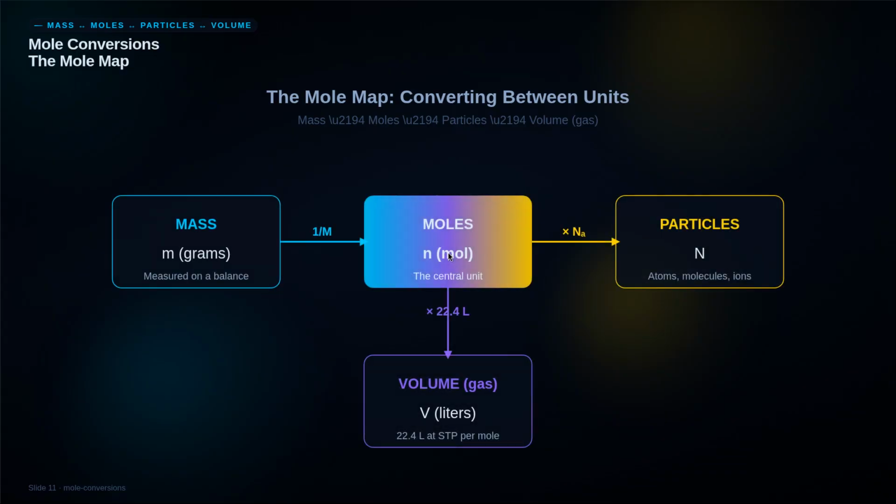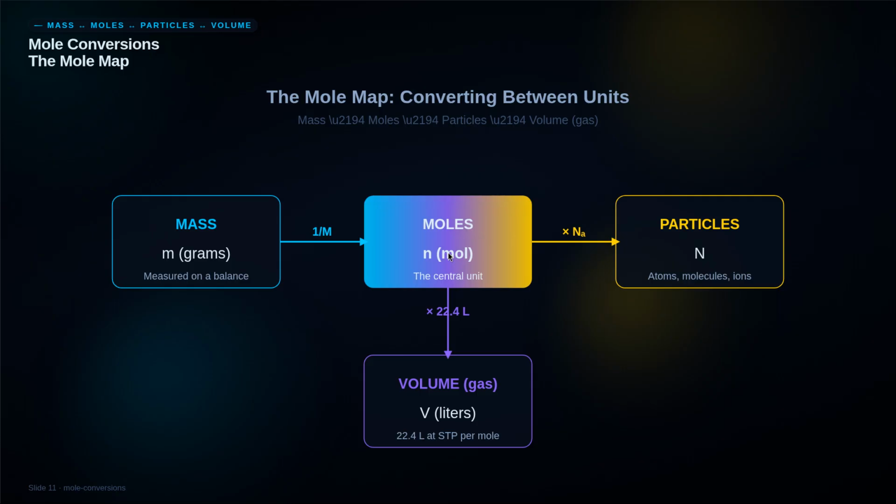The mole is the central hub of chemistry because it converts freely between 4 quantities: the count of particles, the amount in moles, the mass in grams, and the volume of a gas. This is the famous mole map. To move from grams to moles, divide by molar mass. To move from moles to grams, multiply by molar mass.